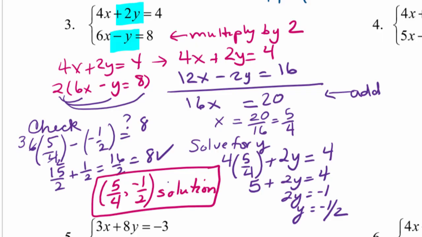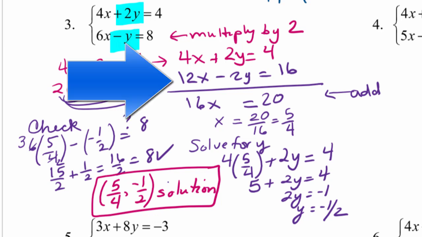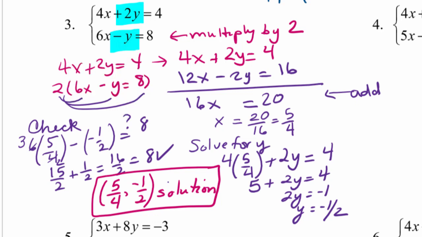Okay, so did you eliminate the variable y? That's what I did. And because it was easy to take the second equation and multiply by 2, did you do that? And so then, did you get 12x minus 2y equals 16 here in purple? And then we went ahead and added the two equations, and you got 16x equals 20, which is a reduced fraction of 5/4. Don't let that disturb you.